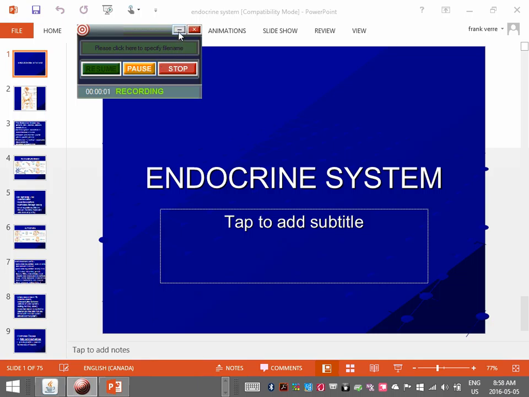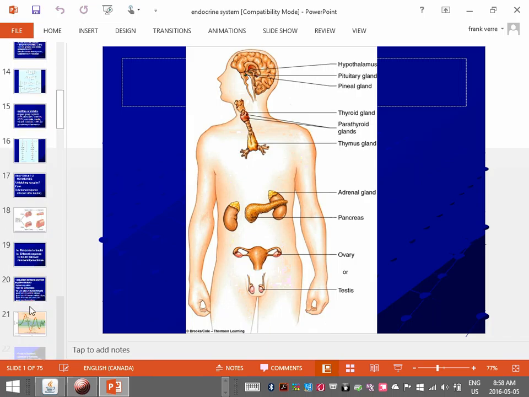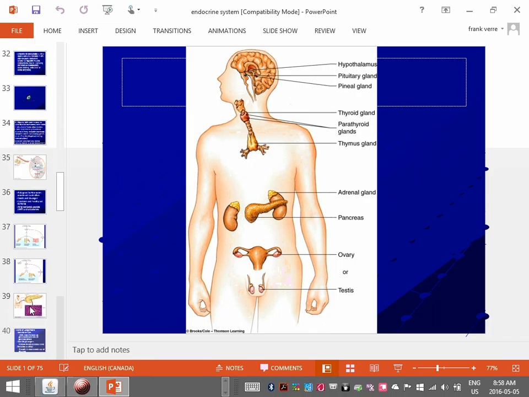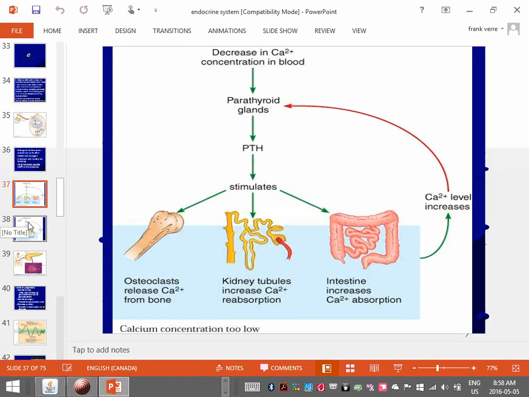Okay, let's continue with the endocrine system. Where did we leave off? We talked about the role of the antagonistic hormones PTH and calcitonin. So, which one lowers blood calcium levels? Which hormone lowers the amount of calcium in your blood?